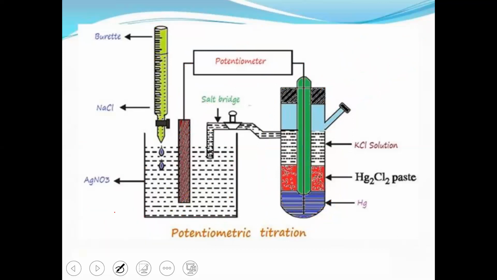So in the setup, what is it? The burette is present, and a beaker containing the electrode, which will act as an indicator electrode, and it is connected to one reference electrode. Here is the reference electrode. It is a calomel electrode. The calomel electrode will act as the reference electrode. So both the electrodes are connected to the potentiometer. So this is the setup.